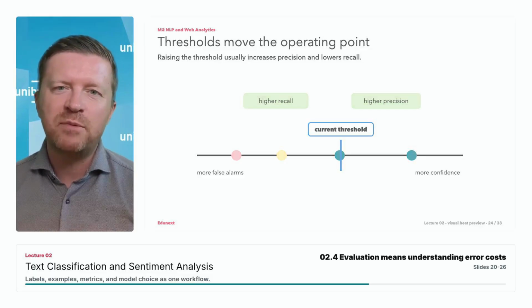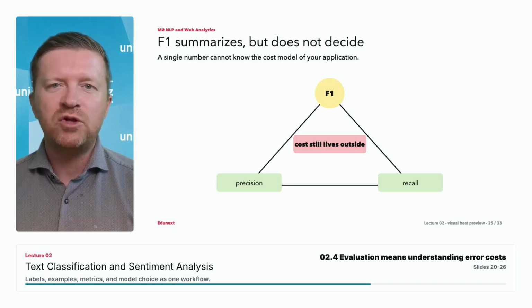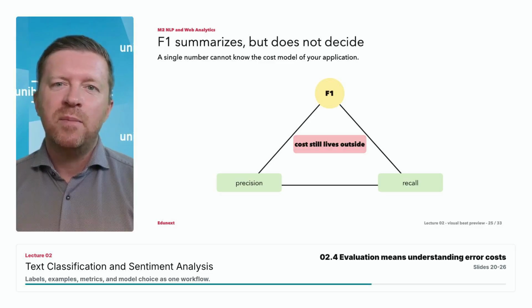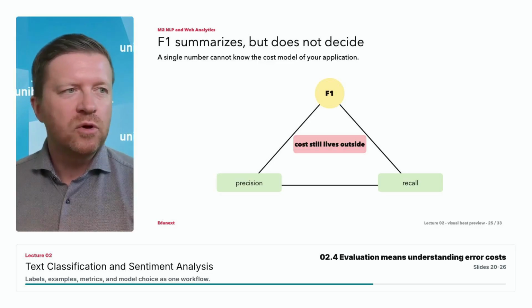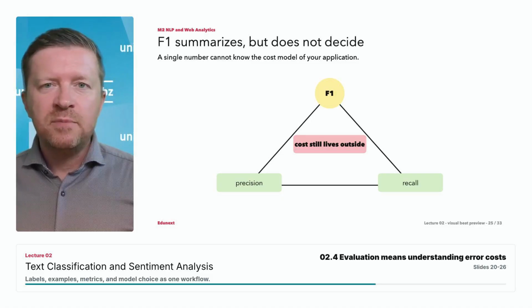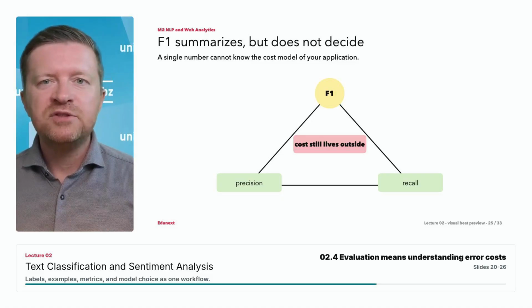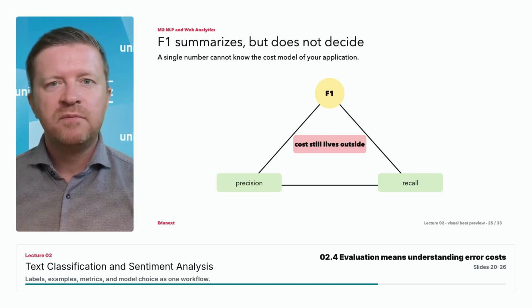F1 score can summarize precision and recall into one number. This can be helpful when you need a compact comparison, but it does not decide for you. A single number does not know the cost model of your application. So the better evaluation question is not only, is the prediction correct? It is also, what happens when the prediction is wrong? That question connects the metric to the decision.